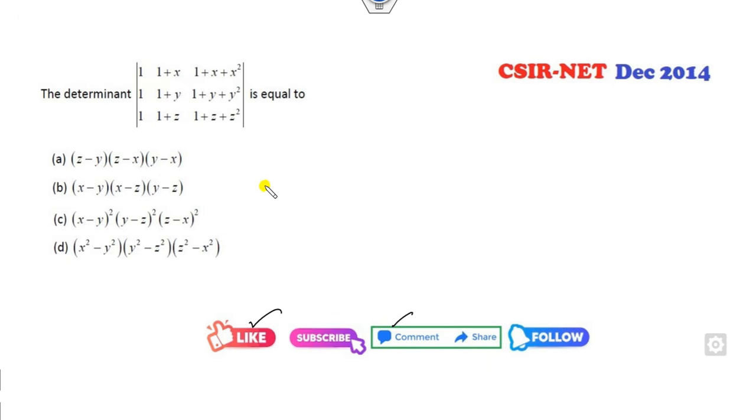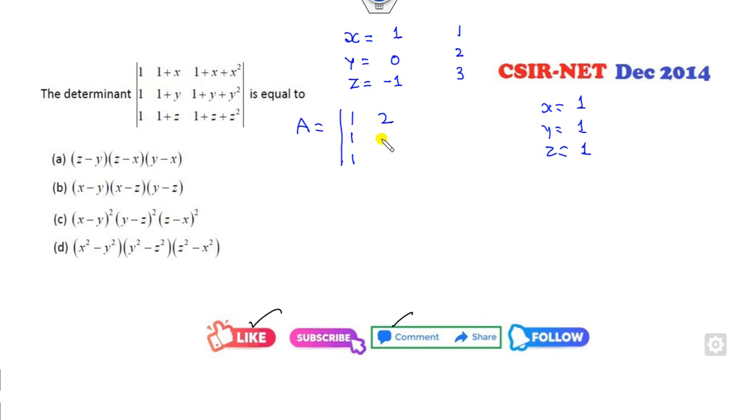The determinant of this matrix, you can choose any value of x, y and z. Fine. You can choose any value. So I can choose x is 1, y is equal to 0, z is minus 1. Fine. You may choose 1, 2, 3. But remember, you can never choose all as 1, because if you choose x, y, z all as 1, all options are 0. Then you are unable to make the conclusion. So what is the matrix? 1 1 1, 1 plus x 1 1, 1 plus 1 plus 1, 1 plus 0, 1. Fine. Now can you find the determinant of this?